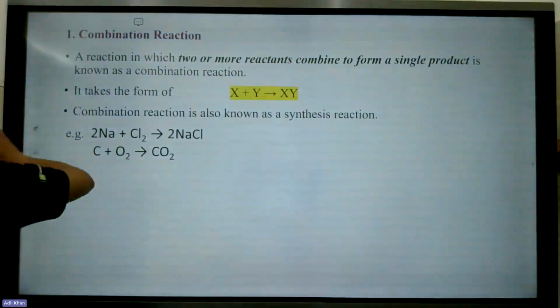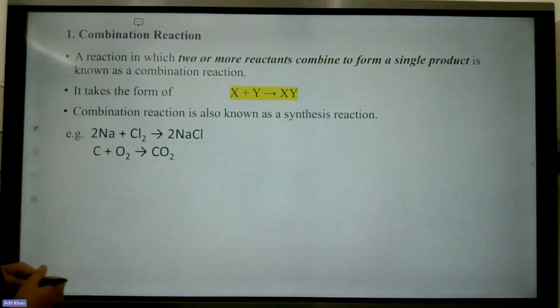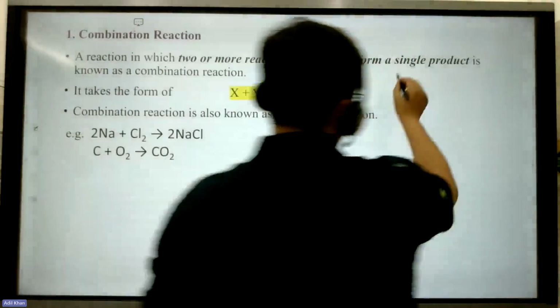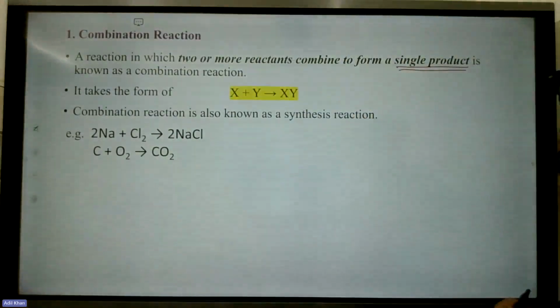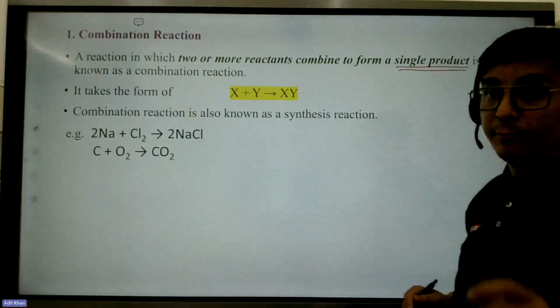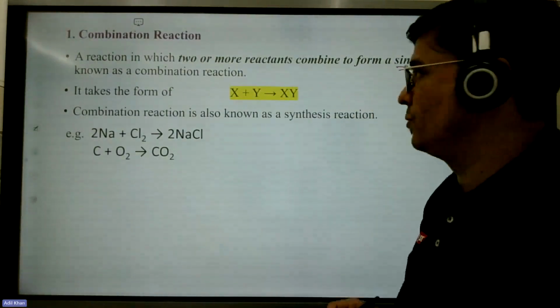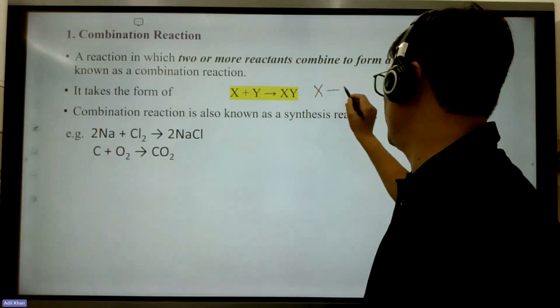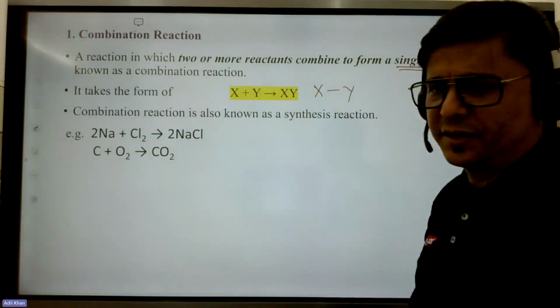So let's move. Combination reaction: a reaction in which two or more reactants combine to form a single product. So this is important. A single product it will give, and there is a bond formation which is very much important. Representation is X plus Y. It will give you XY. So it is like this.